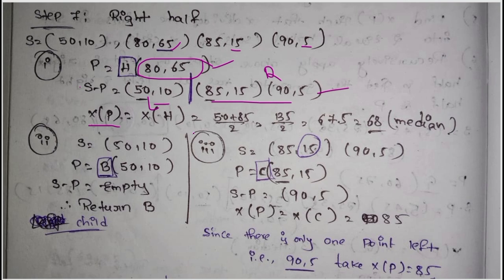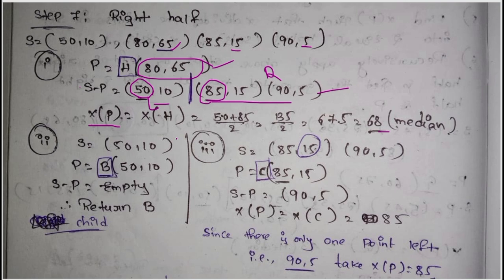For this X of H, I am going to find it. I need to find the median here. It is a 50, and for this X coordinate I am taking 50 plus 85 by 2. Finally what I have got, 68 is the median for this. Now I have divided: 50, 10 on one side and 85, 15 on the other side.